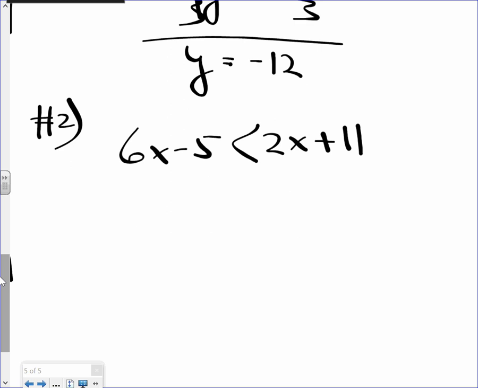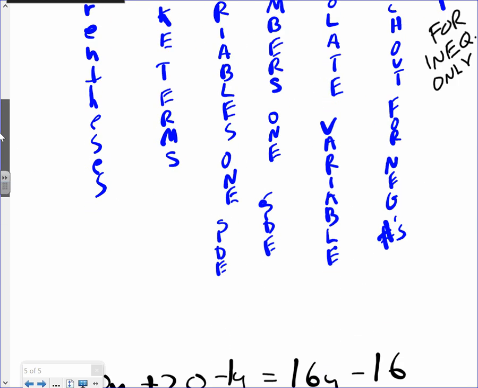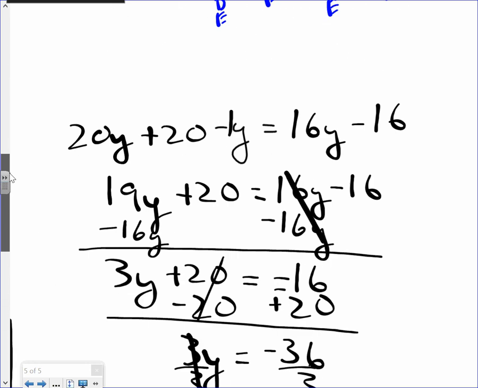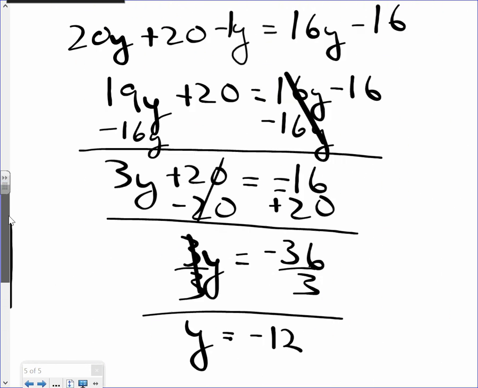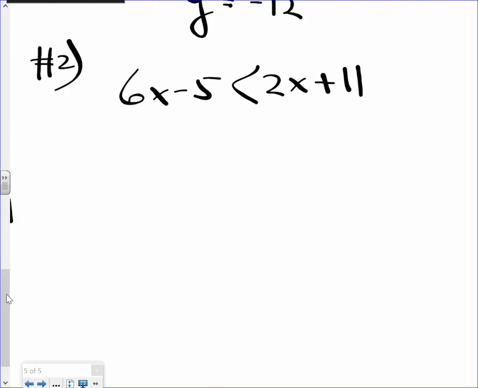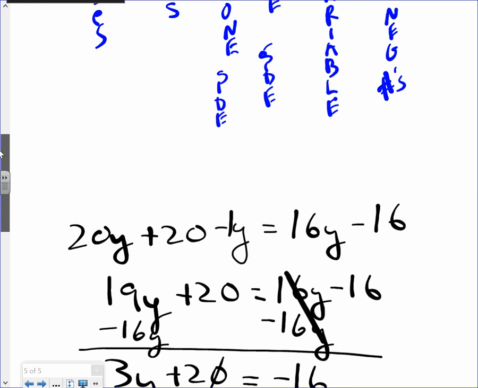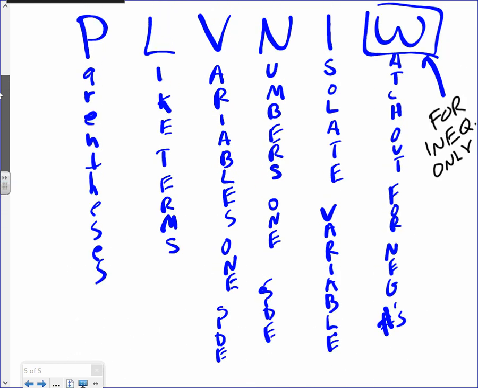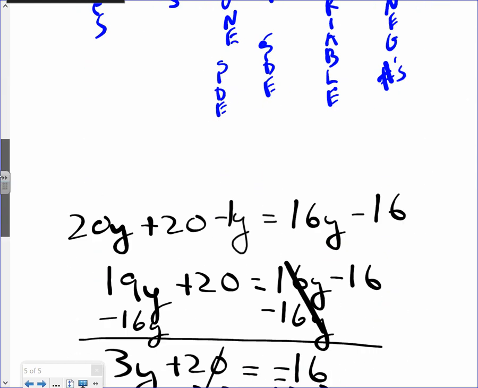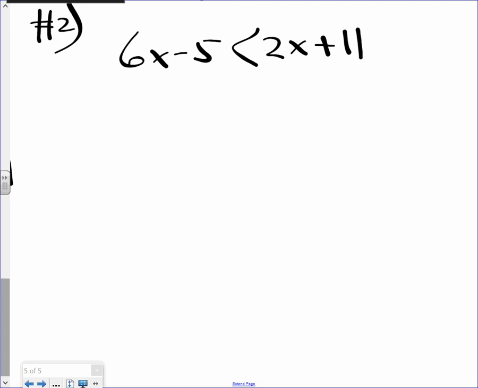Okay, let's please leave our veggies near ice water. P stands for parentheses. Is there any parentheses? No. Beautiful. L stands for like terms. Let's see if there's any like terms. Are these like terms? No. Over here? No, we're good to go. Ready? Here we go. Variables on one side. I got variables on both sides, so we got to do the variables on one side.